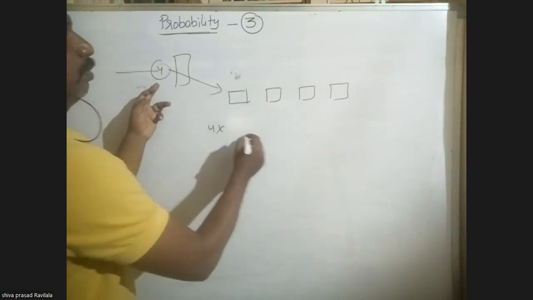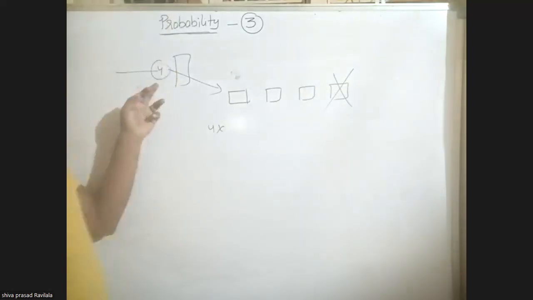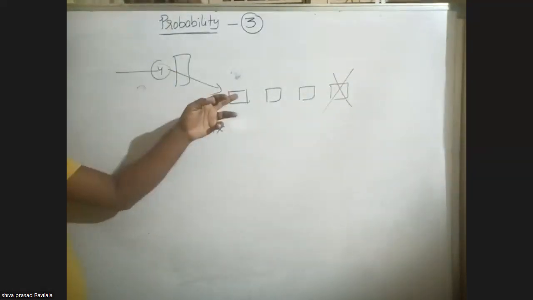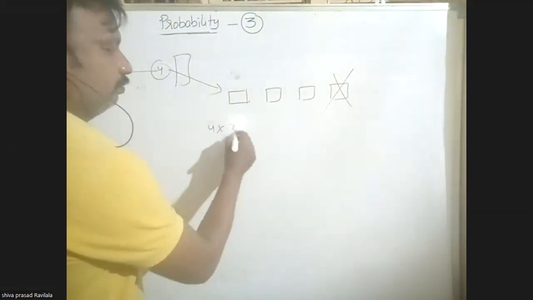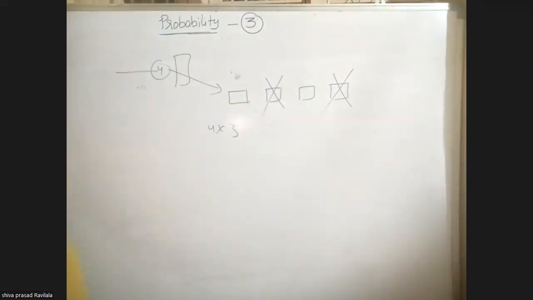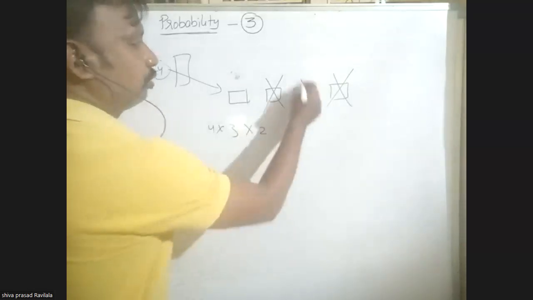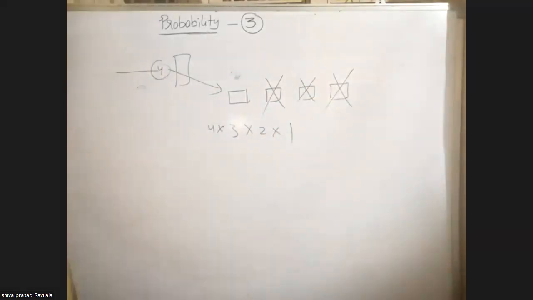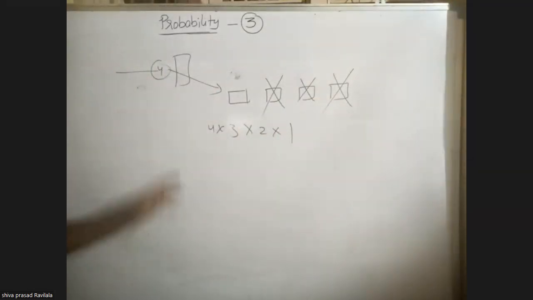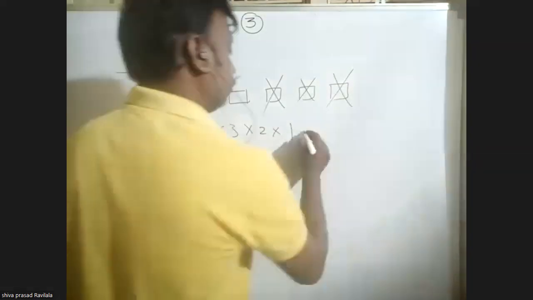Second person, for example I fixed the last one, he has 3 options. He fixed the second one. Next person has 2 options. Automatically the last one is 1. That is 4 into 3 into 2 into 1, which is said to be 4 factorial.